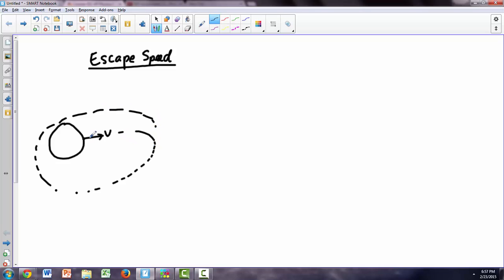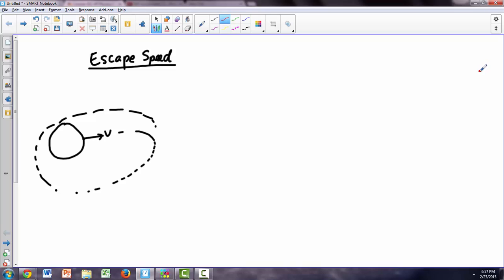So if you blast it off with less than escape speed, then what that means is the planet's gravitational field would still suck you back into it, and you would end up either orbiting the planet or crashing into the planet, depending on how fast you were going. So escape speed is the minimum speed something has to have to completely escape the gravitational pull of the planet. So the minimum speed required would be when you get out to an infinite distance away.